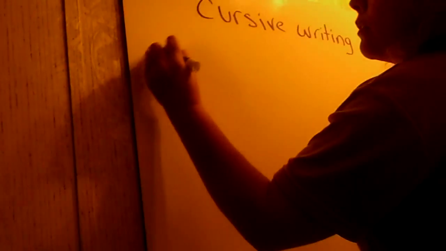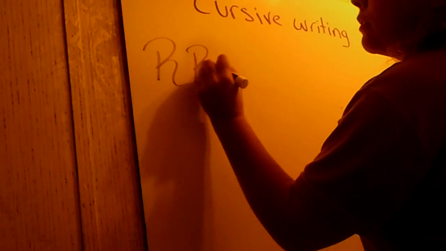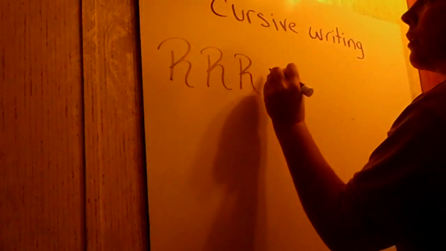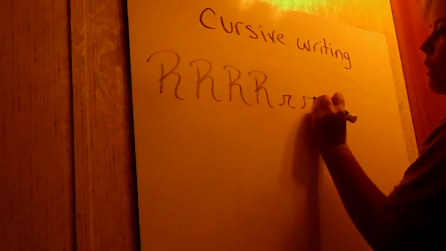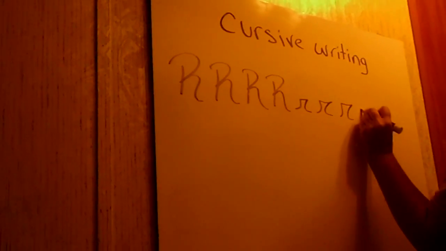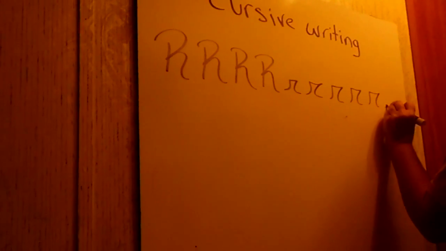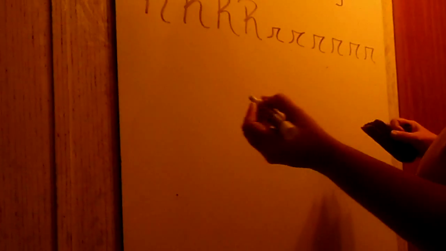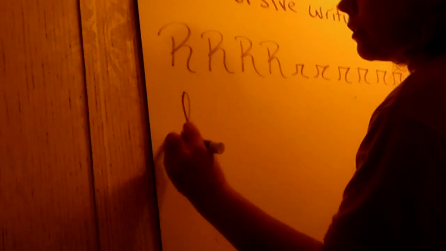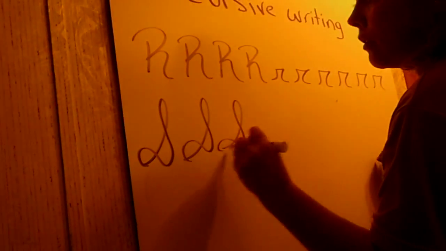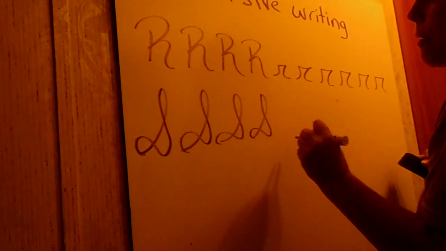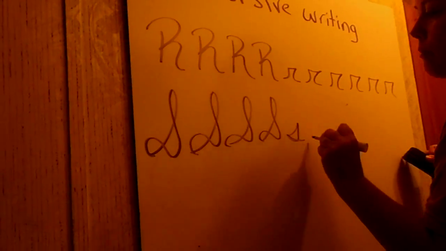R. And lowercase r. Go up and over. S is loop over. There's your capital S's, small S's.